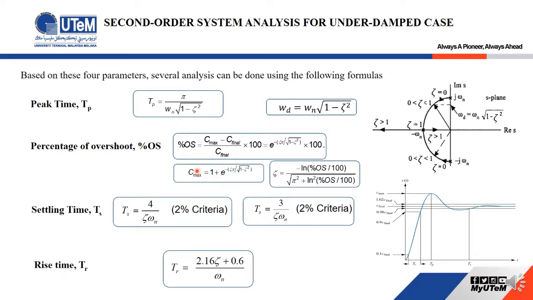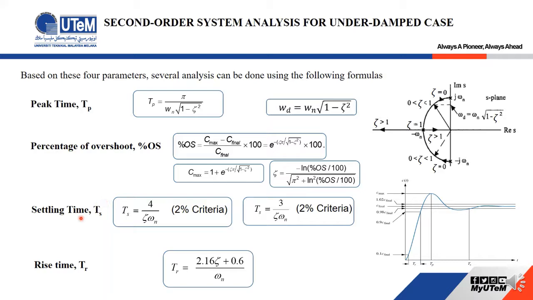Where Cmax, in this case, in the formula, we can write like this: 1 plus exponential power of negative zeta omega n, this component, divided by square root of 1 minus zeta squared. So from here we can calculate zeta, where after we restructure this equation, we get zeta equal to negative ln of percentage of overshoot divided by 100, divided by square root of pi squared plus ln squared of percentage of overshoot divided by 100.